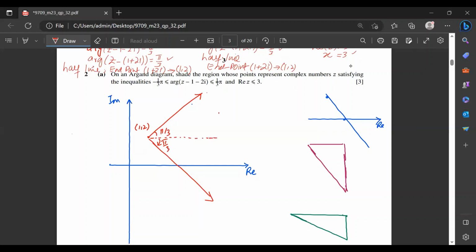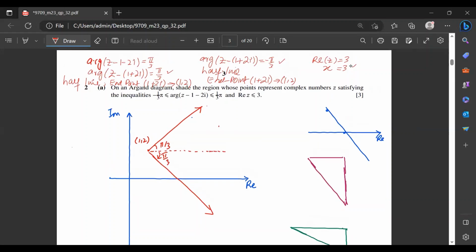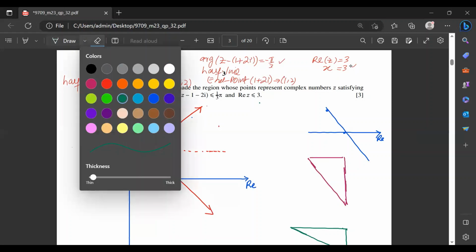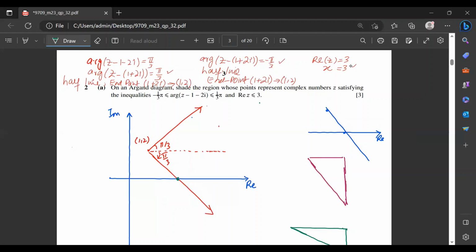Also, the line x is equal to 3. So first we need to know whether this line is here or here. In order to draw the exact line x equals 3, we need to know the point where this half line intersects the real axis. For this, you can recall basic concepts of coordinate geometry.